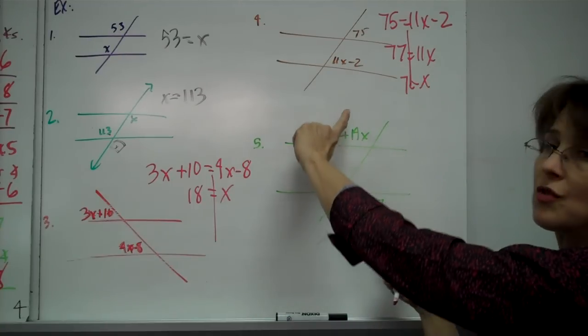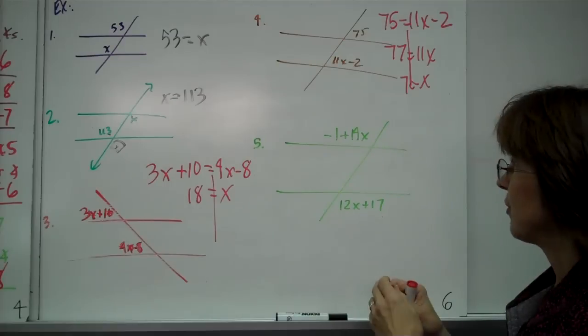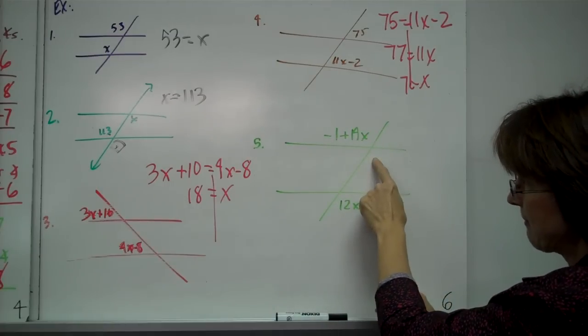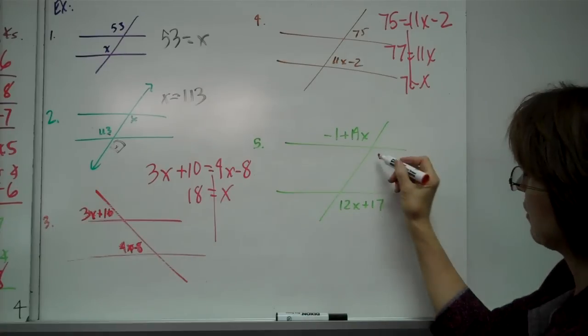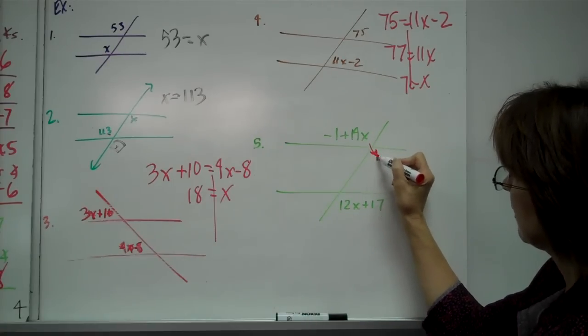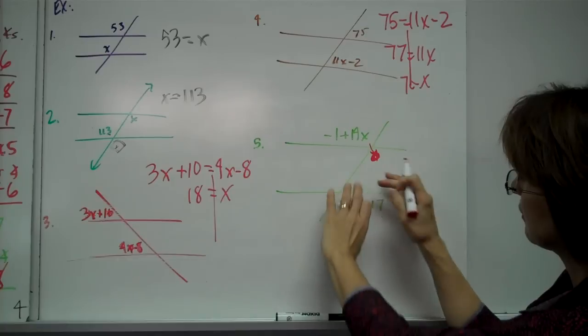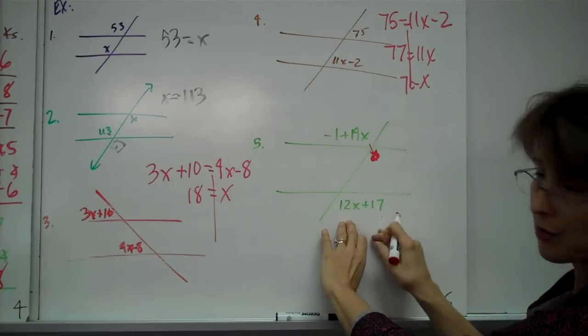Okay, now these are alternate exteriors. Let's see if they're equal to each other. Well, I know this guy equals that guy. I know if we took this and we placed it on top of here, this angle right here, whatever this angle is, I'll put a little dot there, would sit on top of this one. So they must be equal to each other.